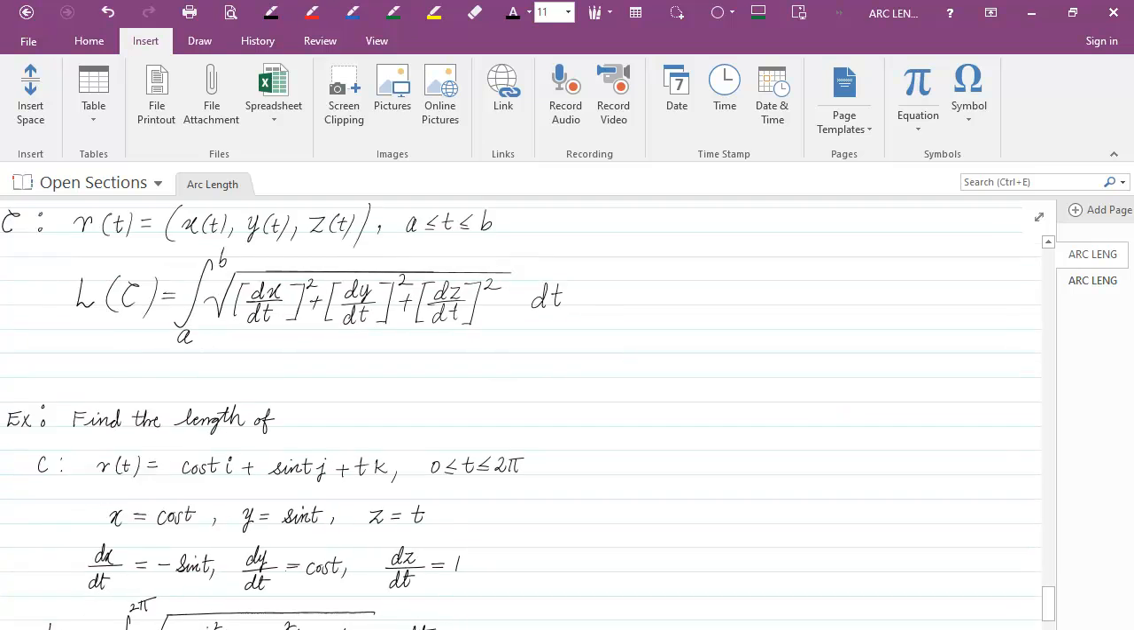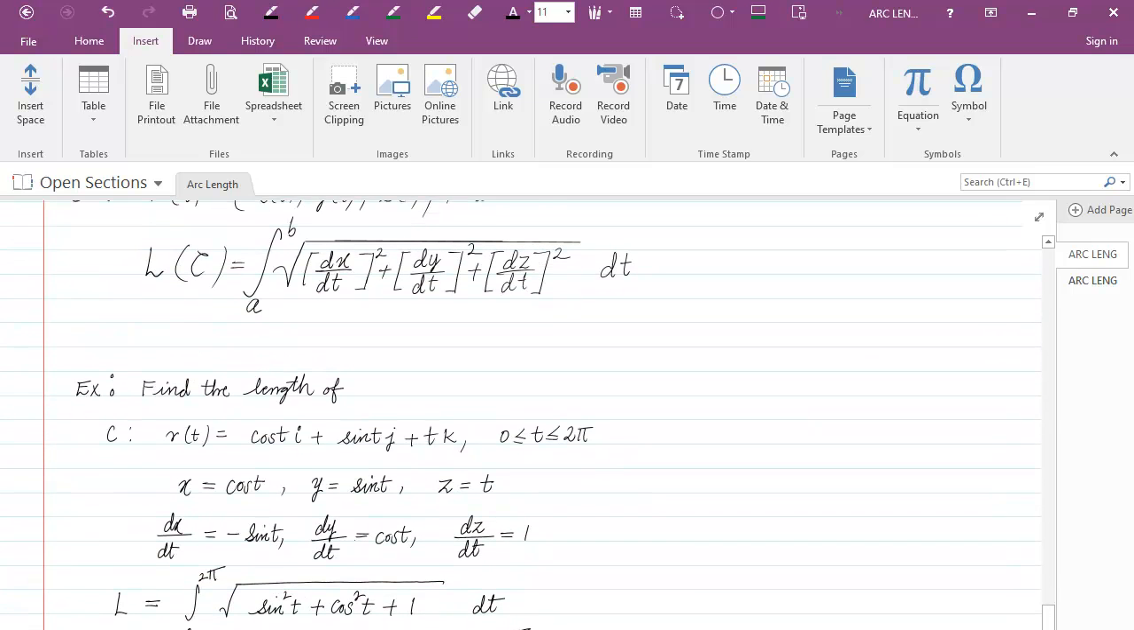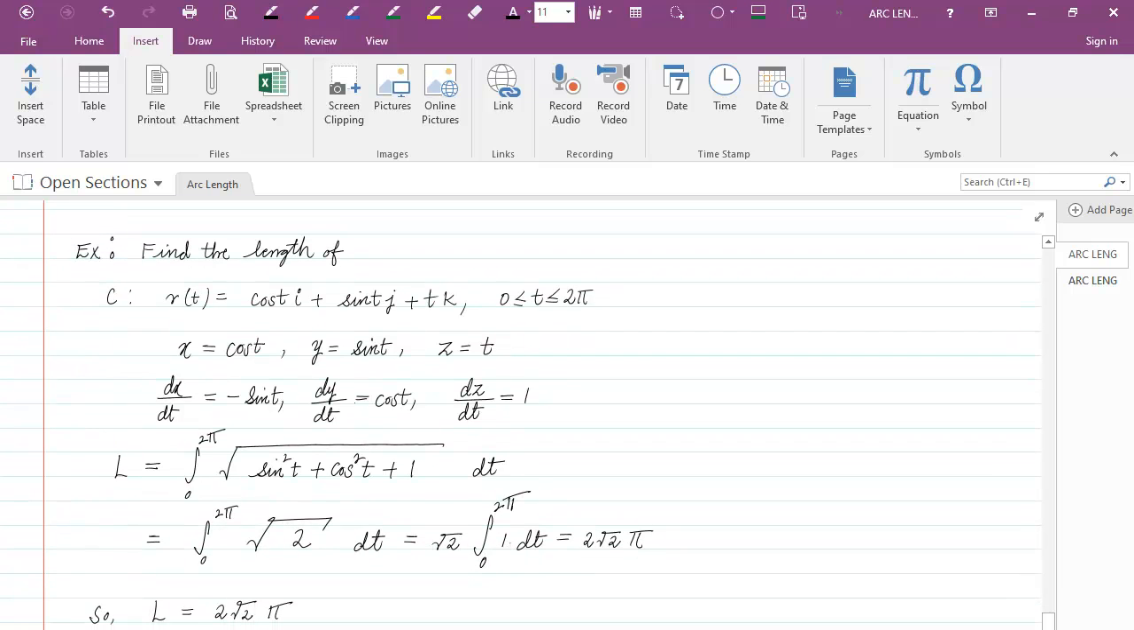Let's do an example. Let's say we want to find the length of the curve C, where C is given by this vector function r of t, which is equal to cosine t i plus sine t j plus t k. So the components of this vector function are cosine t, sine t, and t. Here t is between 0 and 2 pi.